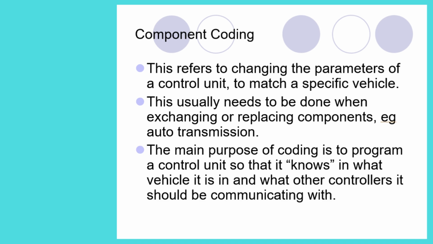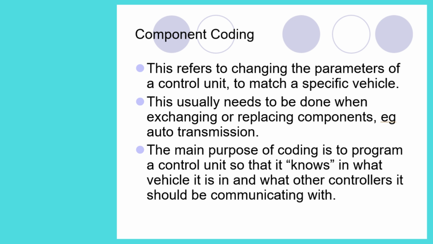Component coding. This refers to changing the parameters of a control unit to match a specific vehicle. This usually needs to be done when exchanging or replacing components, for example an automatic transmission. The purpose of coding is to program a control unit so that it knows in what vehicle it's in and with what other controllers it should be communicating with.